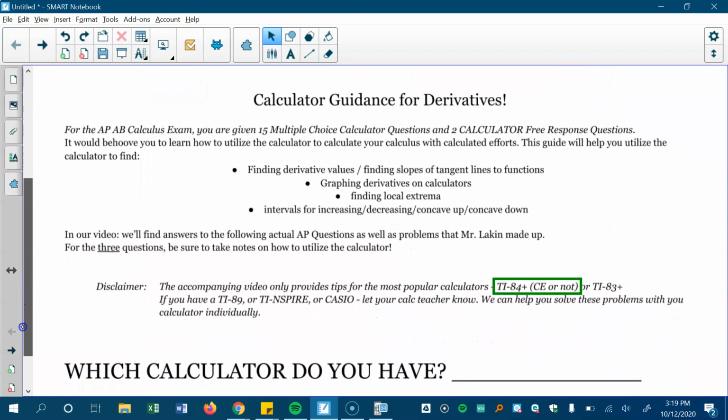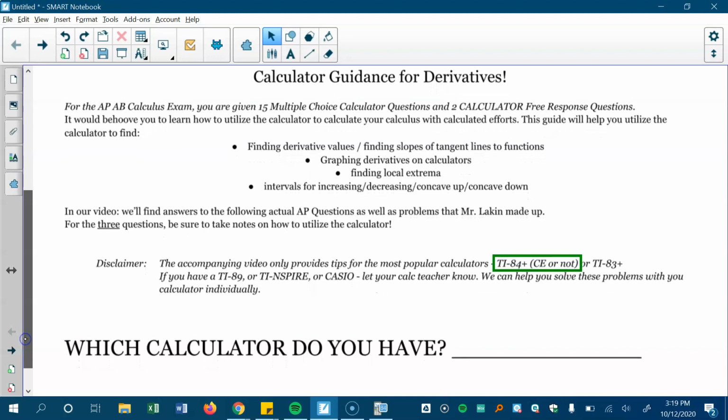The AB Calculus exam requires you to use a calculator for 15 multiple choice questions, but not all of those multiple choice questions will actually require a calculator. Many of them are just looking at graphs and analyzing them, or looking at tables and analyzing them. But there are very specific problems where you must use a calculator, or else you will be there all day and all night trying to get the answer. There are also two free response calculator questions.